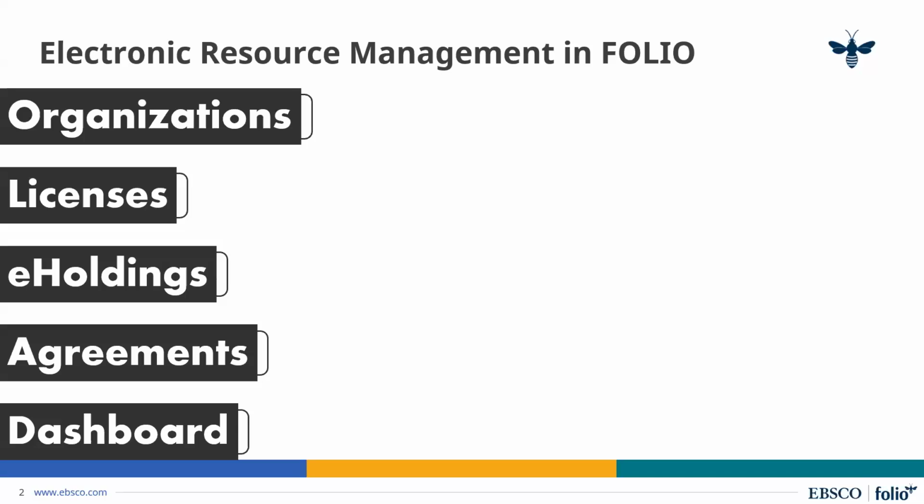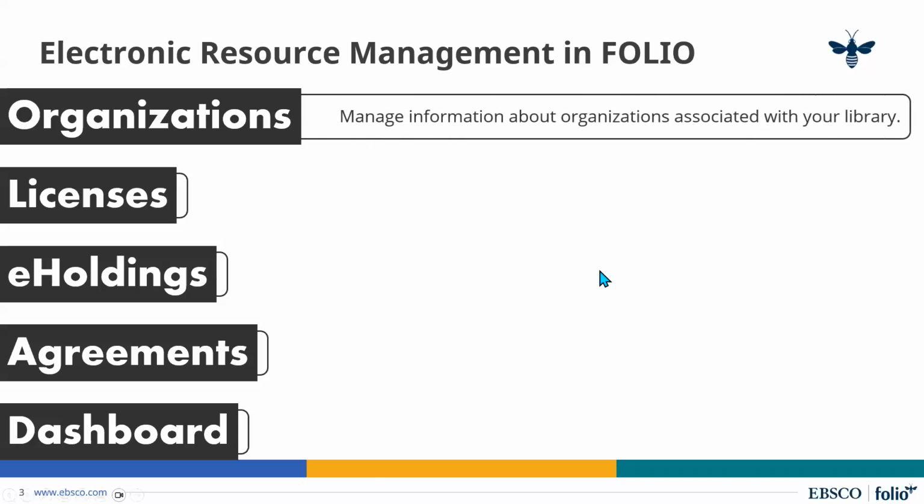To give you a brief introduction to each of these apps, the Organizations app, as you would imagine, is a place for you to create and manage any of the organizations that you interact with as a library. You can store the organization name, the accounting information, the contact information, any terms or agreements that you have. Anything in general relating to organizations will be stored in this app. And the Organizations app is a building block for both electronic resource management as well as acquisitions.